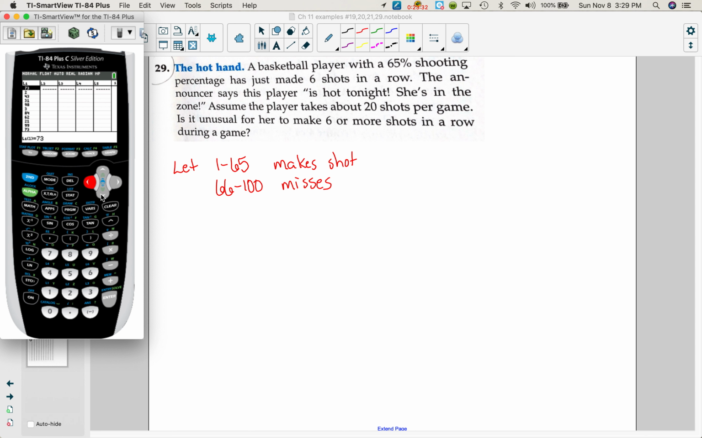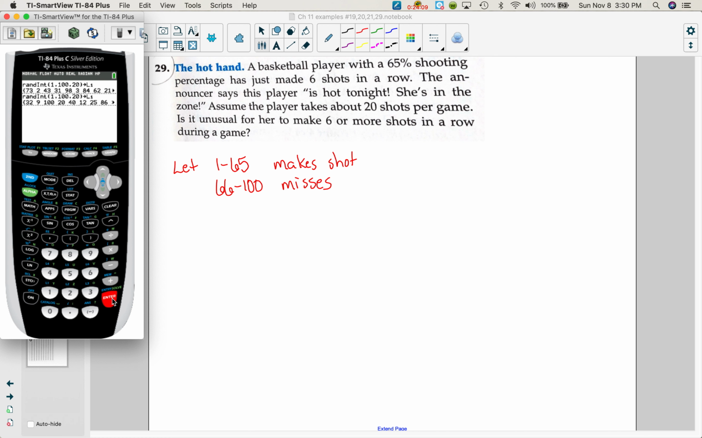So now remember, I'm looking for 6 in a row. So here she misses, so I have to start over. Makes it, so that's 1, 2, 3, and then a miss. Makes it, and then a miss. Makes it, so 1, 2, and then a miss. Misses, makes it, so that's 2, and then a miss. And then I actually could stop here because there's no way I can get 6 in a row if I had 20 trials. So then if I go back, all I have to do is hit enter again, and it does it again.